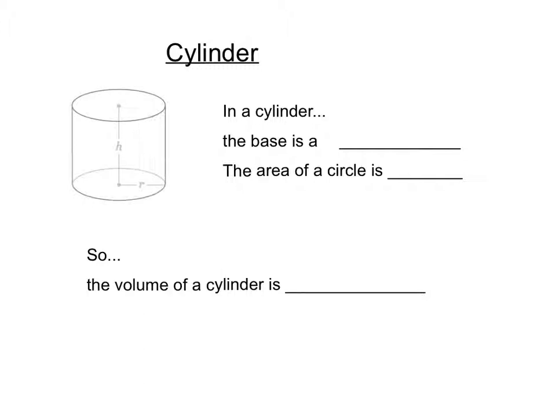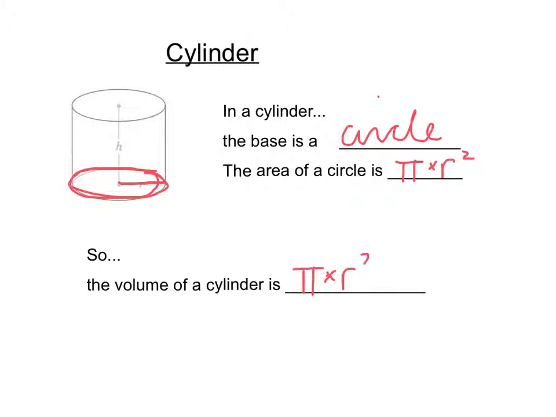And when looking at a cylinder, the base or the bottom of our cylinder is a circle. And we know that the area of a circle is pi times radius squared. And right here is our radius. And so, in order to find the volume of the cylinder, we have to take the base, which is our circle, or pi times our radius squared, and multiply it by the height. So the volume of a cylinder is pi times r squared times h.